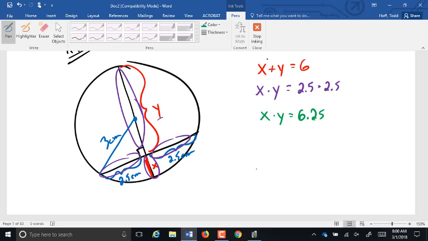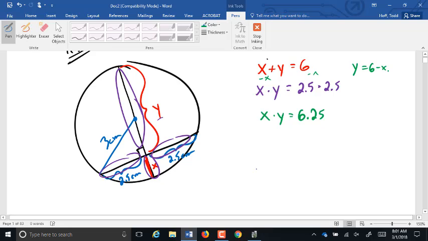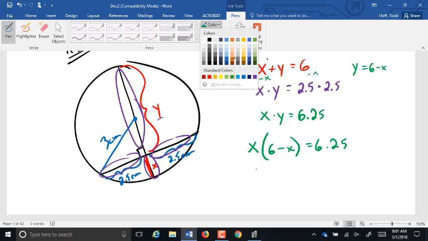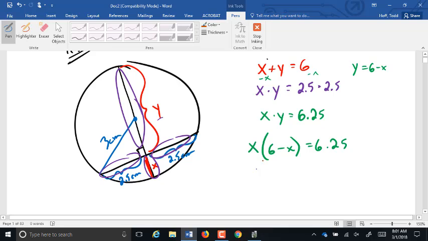So I'm going to come up here and I'm going to subtract X from both sides. That gives me Y equals 6 minus X. So X, I'm going to replace Y with 6 minus X equals 6.25. X times 6 is 6X. X times negative X is negative X squared.